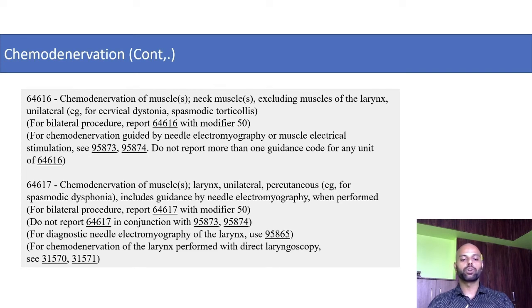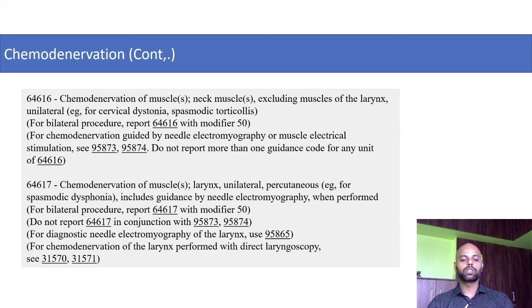64617 is for chemodenervation of muscle, larynx, unilateral, percutaneous, including image guidance by needle electromyography when performed. This is a unilateral code, so use appropriate laterality modifier. For bilateral code, use the 50 modifier along with this code.